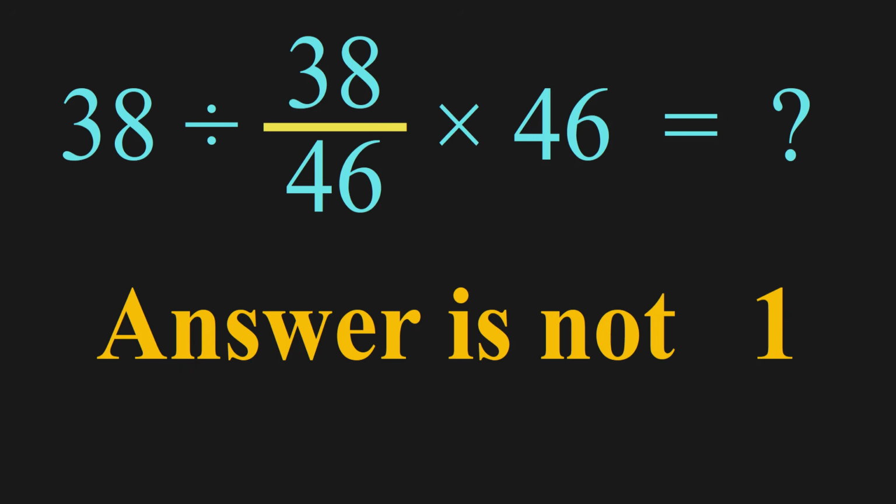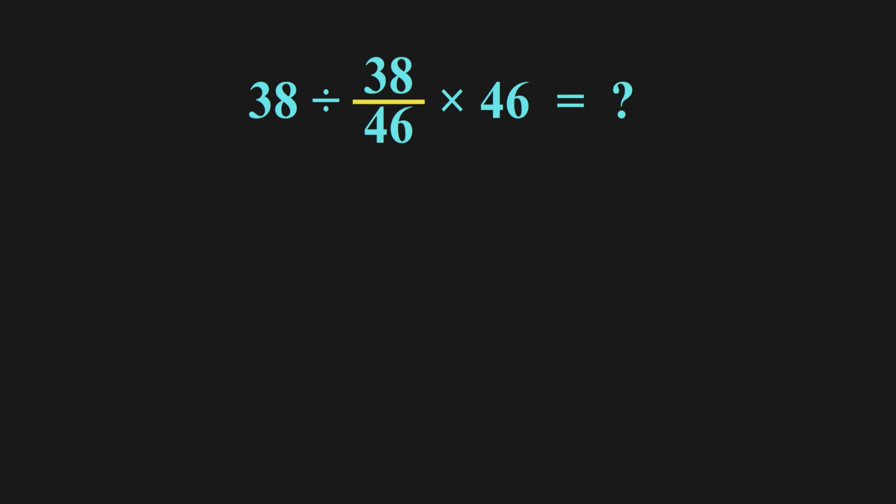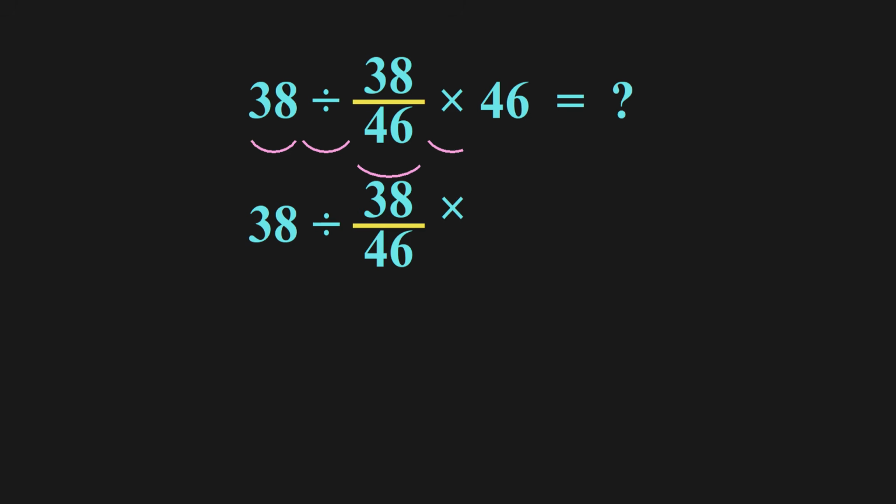In this recorded episode, our goal is to determine the numerical value of this statement: 38 divided by 38 over 46, then times 46. First, we do this multiplication, 38 over 46 times 46. We can easily cancel this 46 and this 46. So here we have this 38 only, and 38 divided by 38 equals 1.